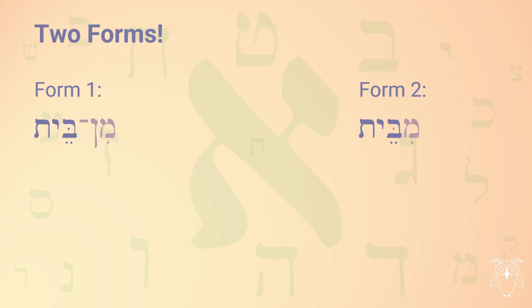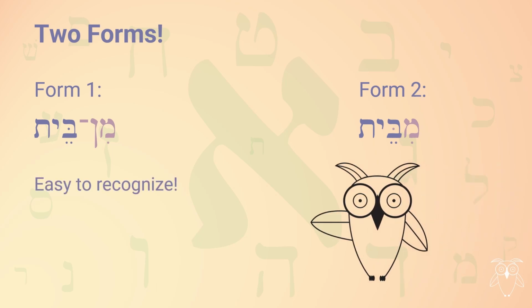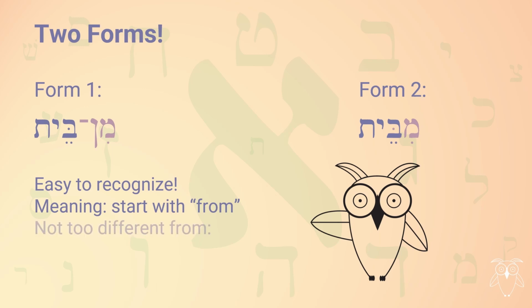Now, if, or I should say when, min is a separate word plus a makef, it is pretty simple to recognize. You read it, start with the base meaning of from, or crack open a dictionary if you need to check with other meanings and functions it can have, and move on with your life, or with the rest of the sentence. In that sense, it is actually the same as other makef prepositions, like al meaning on or concerning, el meaning to or toward, or ad meaning until. But when it is directly pasted to the word, the fun begins.